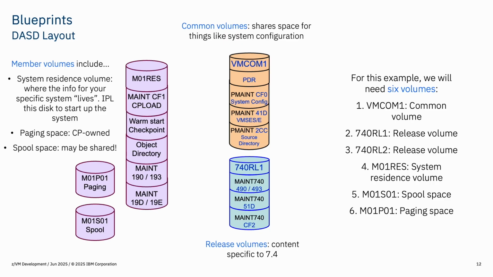Now, turning to our DASD diagram, we are going to need one common volume, which is our shared space for things like system configuration. We'll need 2 release volumes to contain our content specific to 7.4. We'll need a system residence volume, where the information for your system essentially lives, where you would IPL from to start up your new second level system. And you'll need some CP-owned paging space and some spool space, which may be shared. But in our case, that doesn't matter because we're only installing one system. So that comes out to a total of 6 volumes, and that's 3390 DASD that we'll need for our installation.